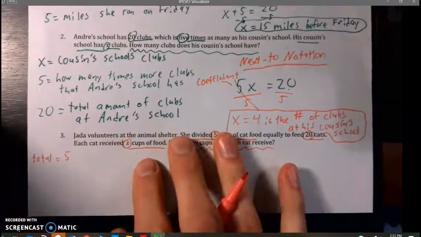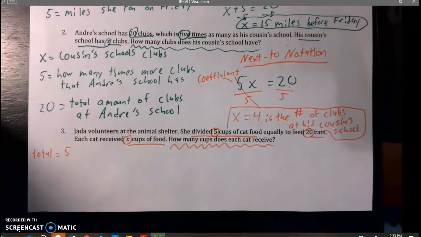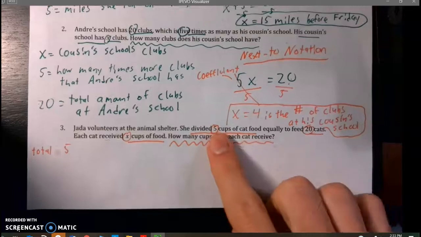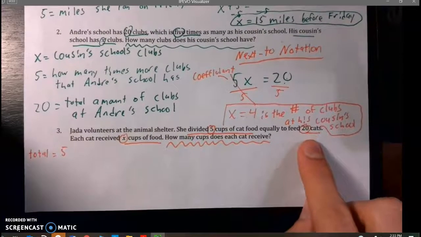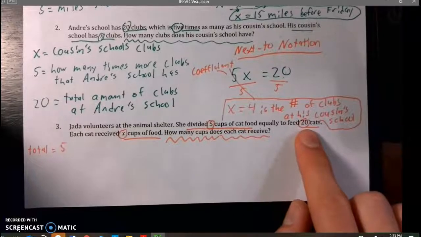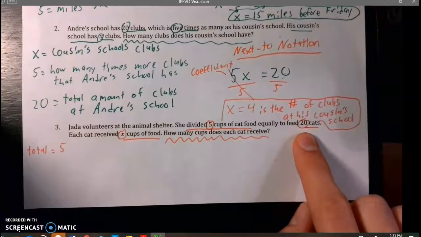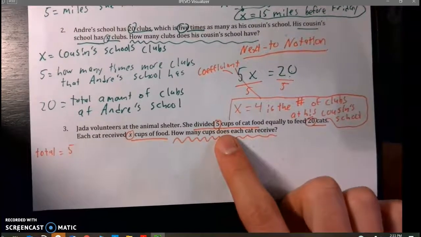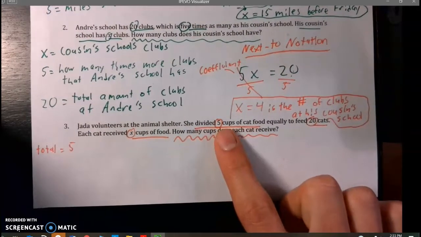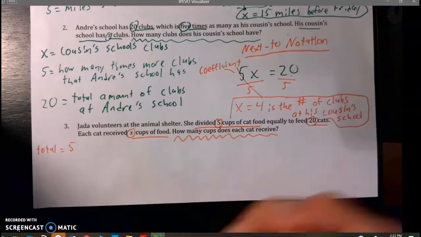So 5 is actually going to be our total here. Because if we remember, the total in division is always the number that's getting divided. So 5 is what's being divided, those 5 cups. It's really easy to think 20 is the number that's being divided because it is the larger number, but in division, it's always the number that's getting split up. That's our total. So the total is 5.